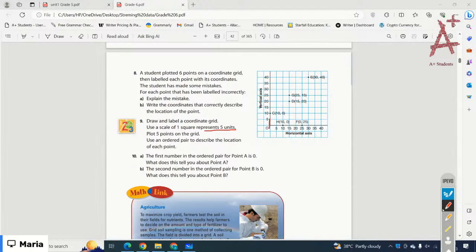Question number 10: the first number in the ordered pair for point A is 0. What does it tell about point A? The first number is 0, that means the x value is 0, so the point must be on the y-axis. Whenever the x value is 0, the point is on the y-axis, like on this line, right? The second number in the ordered pair for point B is 0. If you have some x value and the y is 0, whenever the y is 0, the point must be on the x-axis, right?